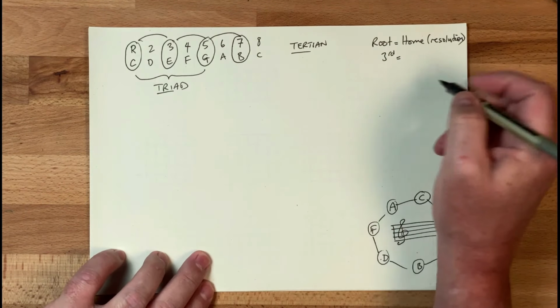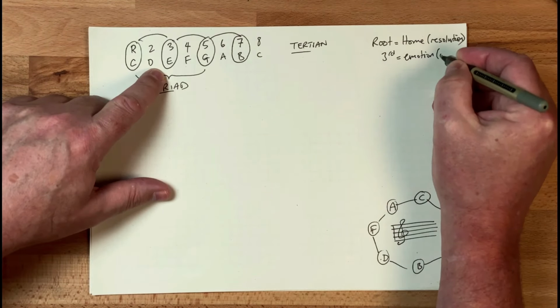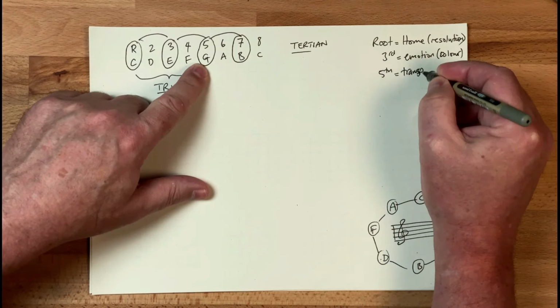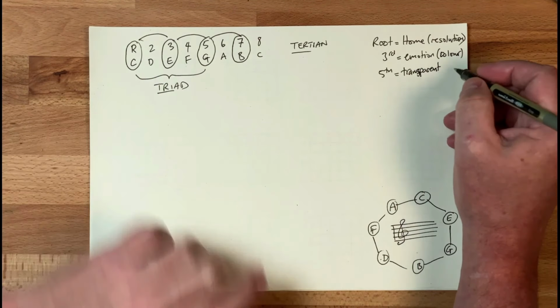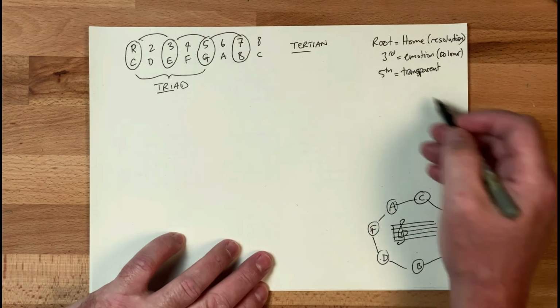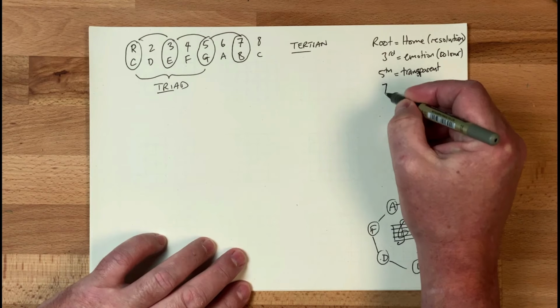The third is an emotion note, and we can think of that as being a colour note. So it's a colour sound. Next is the 5th. The 5th is transparent, and what that does is it stabilizes the root note and the third. It stabilizes the notes around it. The next one we need to understand, though, is this 7th.